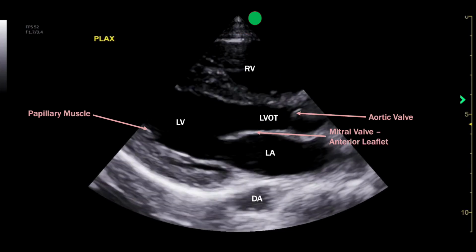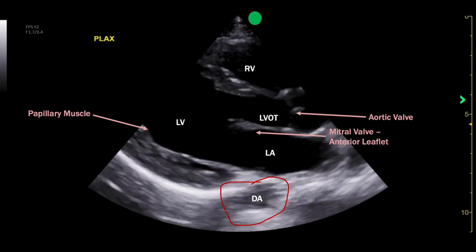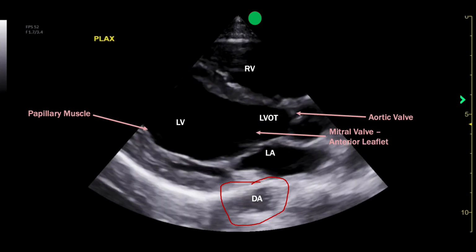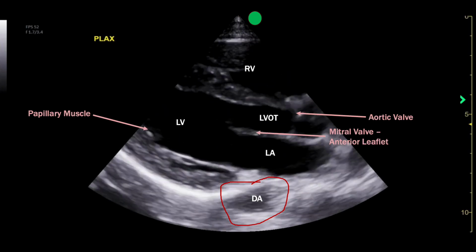And last but not least, I don't want you to forget looking at the descending aorta for any signs of dilation or mobile flaps that could represent aneurysm or dissection, respectively.